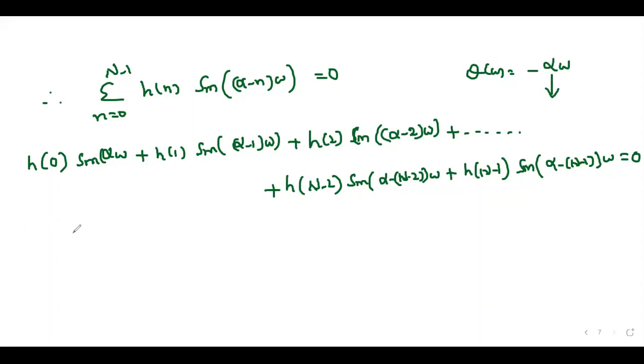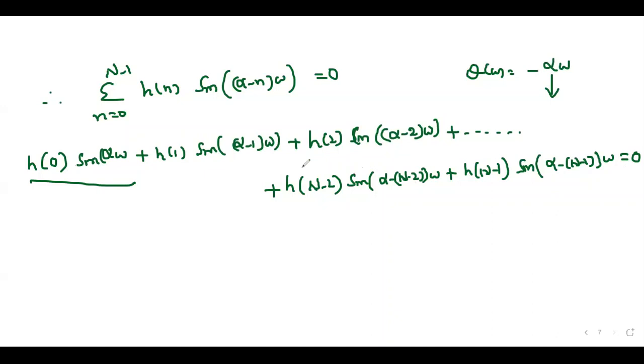Okay. Let me continue this. See, if you want to satisfy this equation, this h of 0 term, or actually the whole terms, must be cancelled in order to satisfy this. Then only we'll get 0. Otherwise, either all sine terms must be equal to 0, otherwise, all samples must be equal to 0.